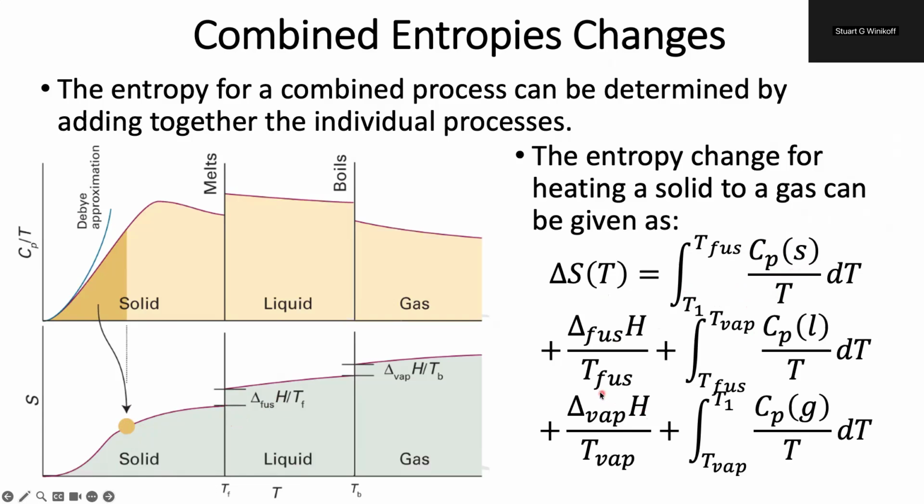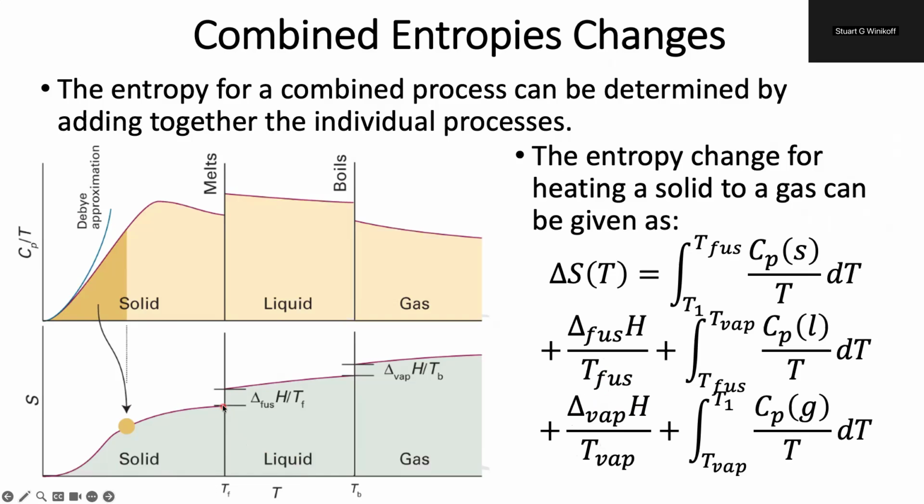Then phase changes are actually a little easier. We can literally just look up the enthalpy of fusion or vaporization and then divide by the relative temperature of transition. So for melting points, it's going to be the enthalpy of fusion divided by the melting point. And for vaporization, that's going to be the enthalpy of vaporization divided by the boiling point.